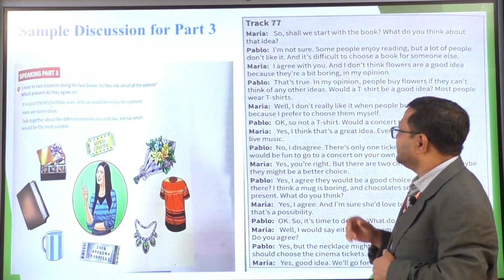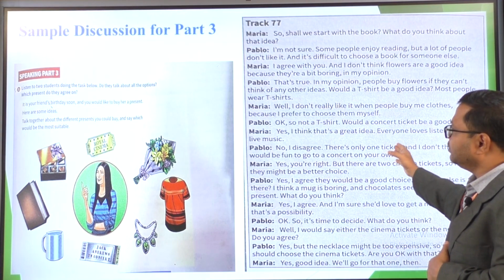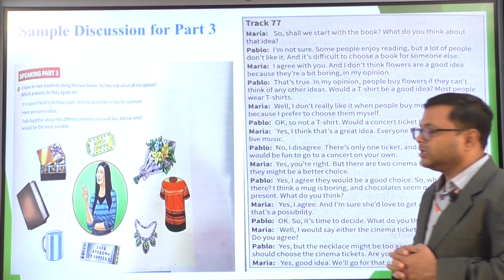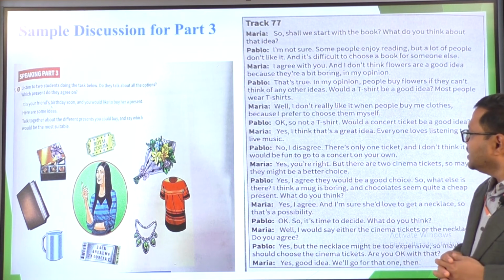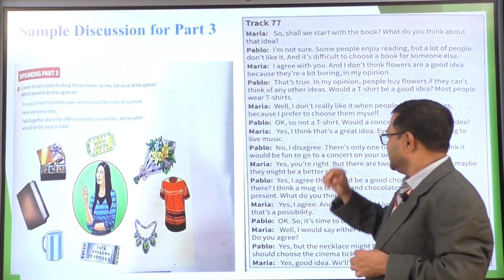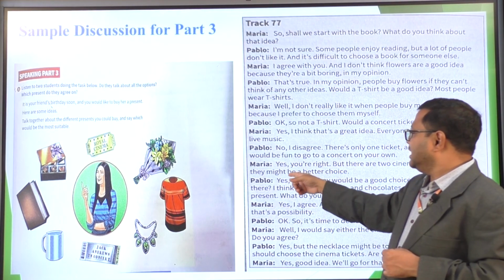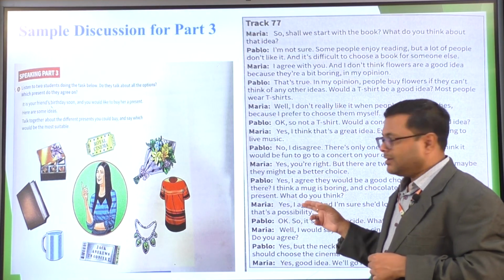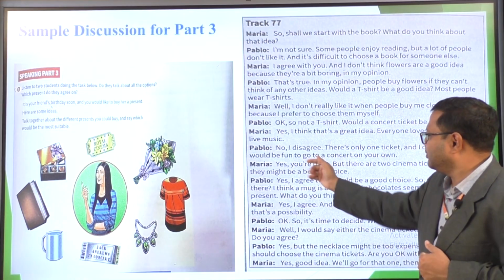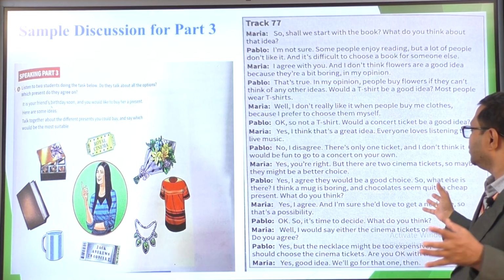Pablo says, no, I disagree. There is only one ticket, and I don't think it would be fun to go to a concert on your own. So that option is also gone, no problem. Maria says, you are right, but there are 2 cinema tickets, so maybe they might be a better choice. Pablo says, yes, logically 2 tickets, I agree, they would be a good choice.